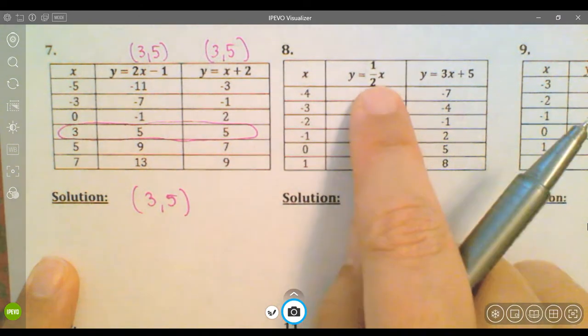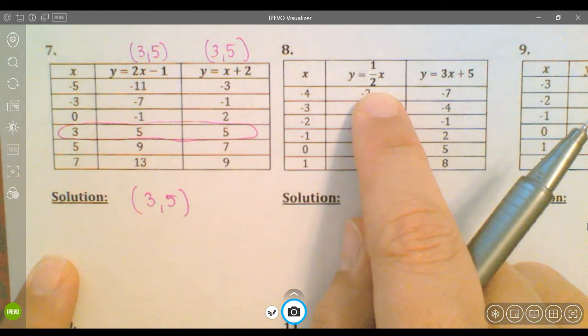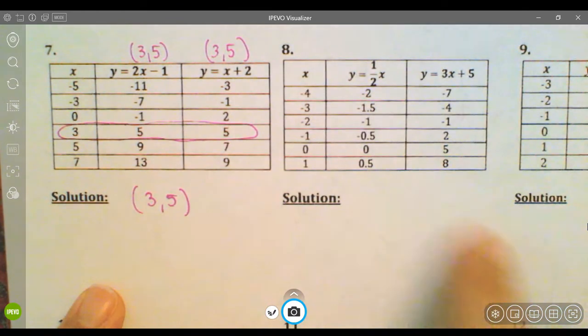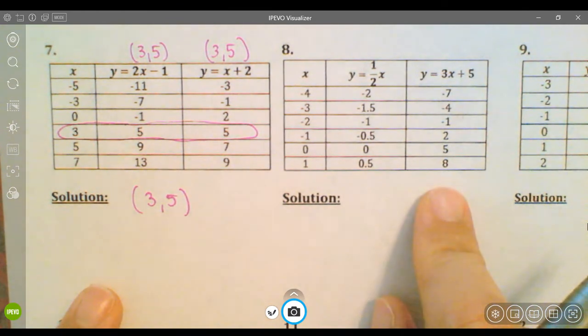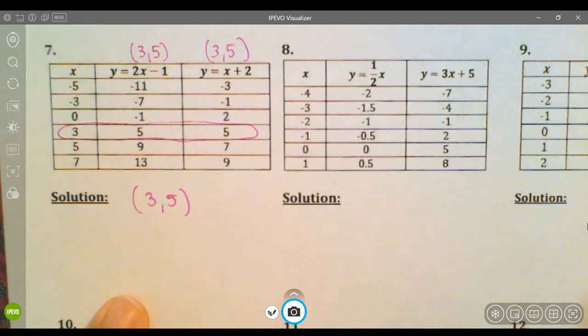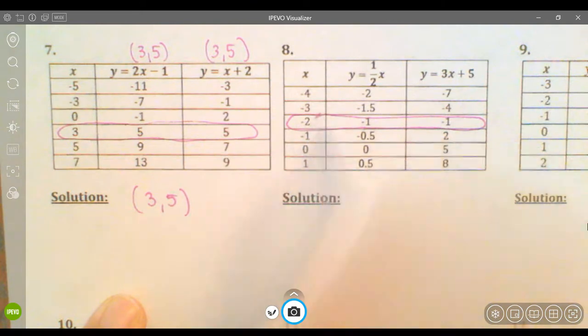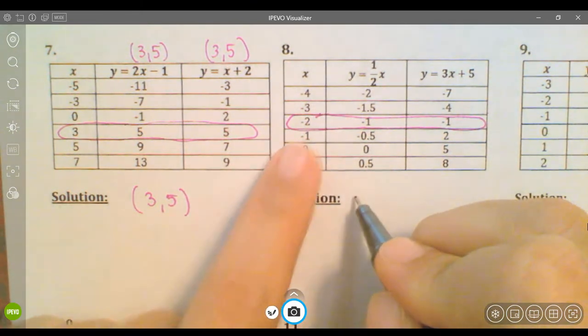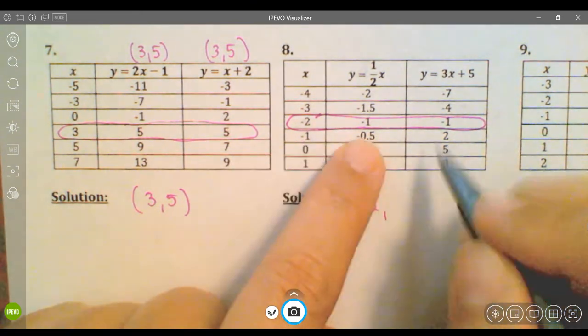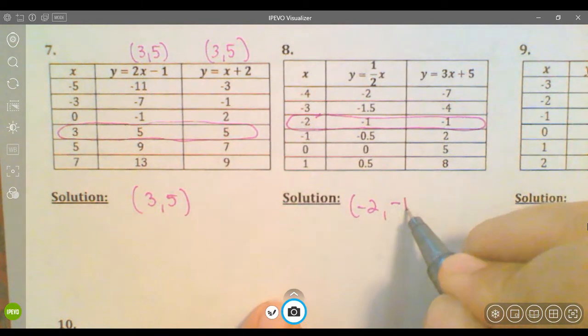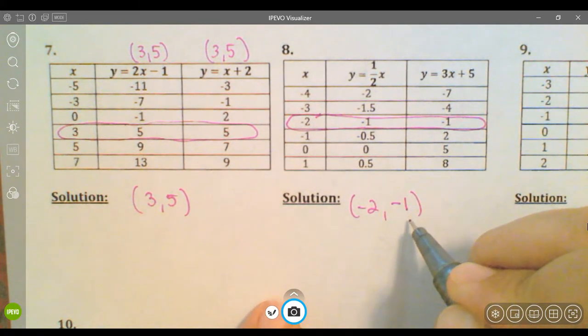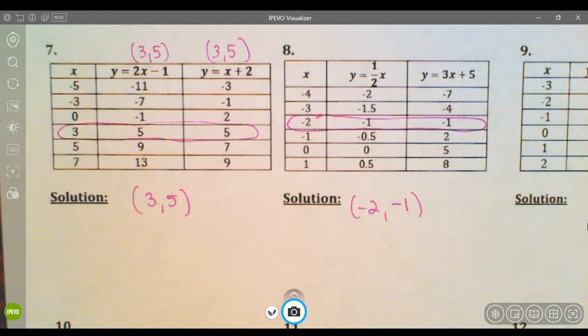And then y'all get to this and you're like, oh no, not doing the fraction. But you'll realize all the work's done for you. All you have to do is find the solution, find the common points. And the common points appear to be here. So when the x-coordinate is -2, both equations have a y-coordinate of -1. That's why that is the solution.